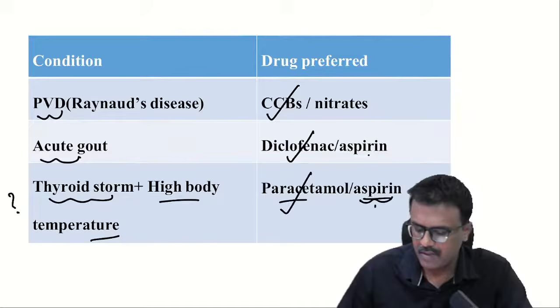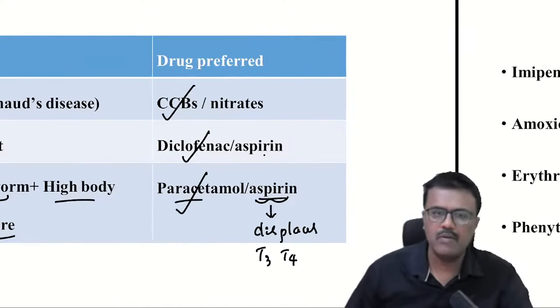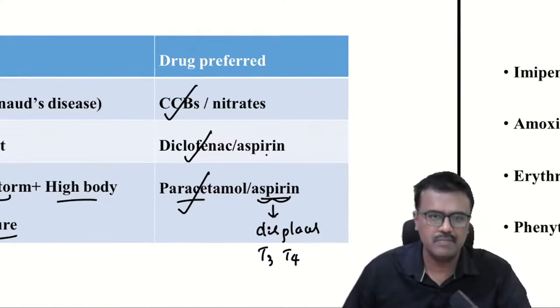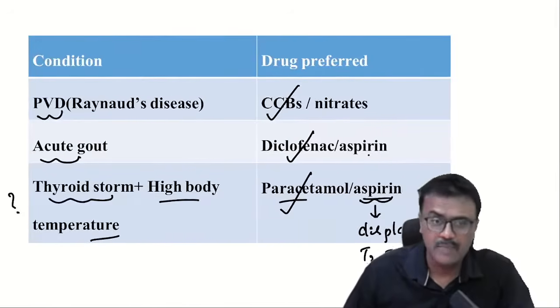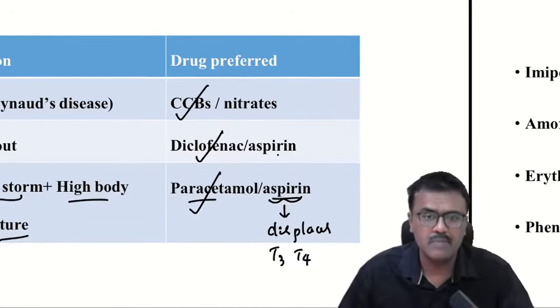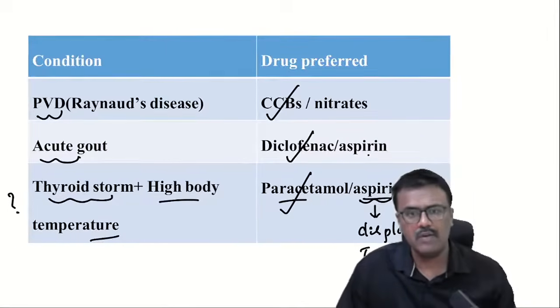Why not aspirin? Aspirin is known to displace thyroxine. Now, what happens if you displace T3, T4? Their free form level will become more and it will worsen the thyroid storm. So, better to give paracetamol. Why not aspirin is also the question, right? Because it displaces T3, T4 from binding and increases their free level and it will worsen the condition.